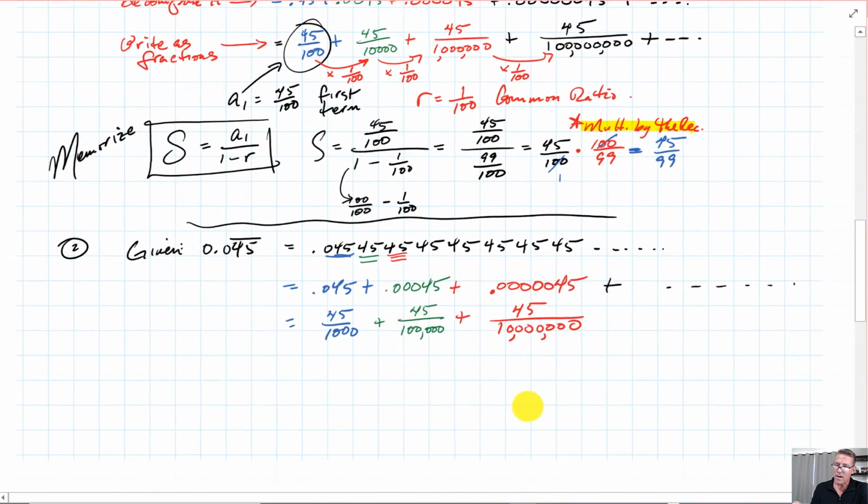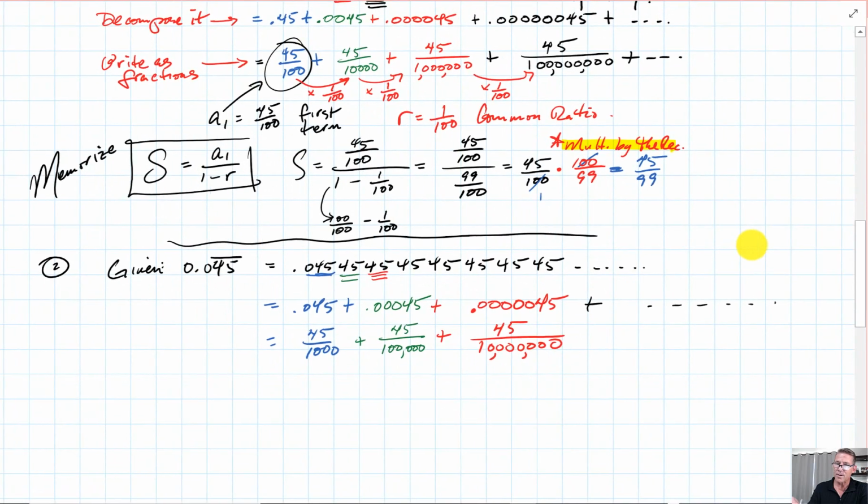Okay. Now let's figure this out. Here we go. So capital S stands for sum. So it's always the first term. Oh, I'm backing up. I'm going too fast. Okay, so our first term here, a sub 1, is equal to 45 thousandths. The common ratio, what do you multiply by to get to the next terms? Well, 1,000 times 100 gives you 100,000. So this has got to be 1/100th here.